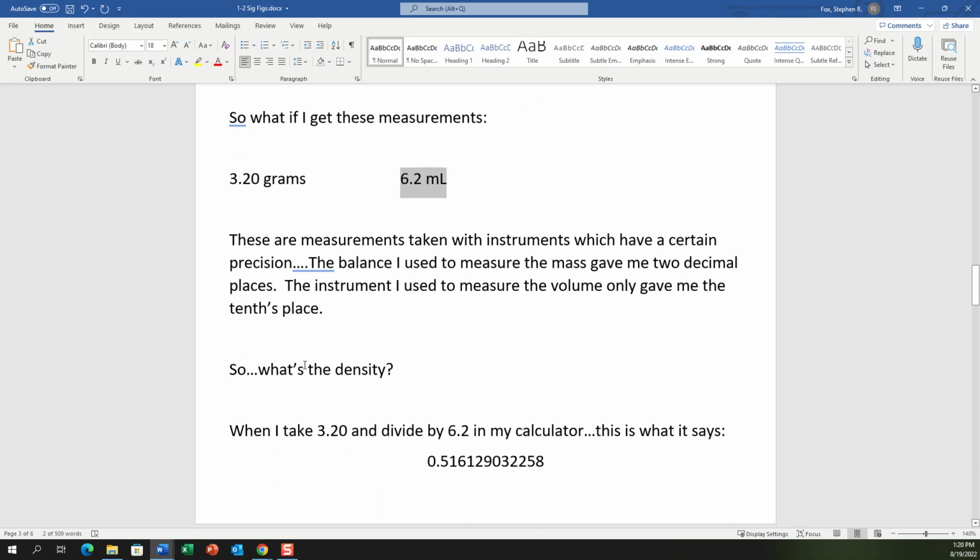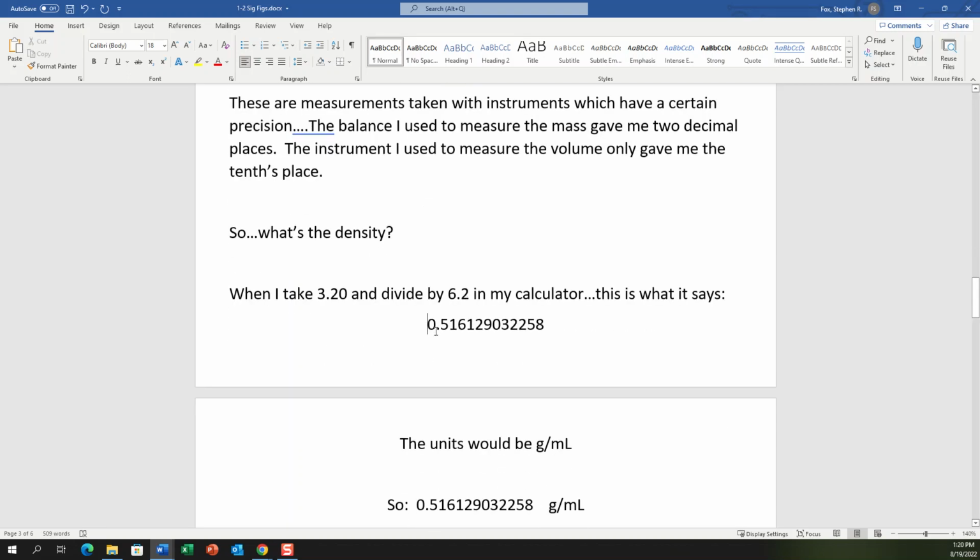And now if I want to report the density, all I have to do is the mass divided by the volume. So this number divided by that number. I break out my trusty calculator, and I write 3.20 divided by 6.2, enter, and this is what my calculator spits out. When I take 3.2 and divide it by 6.2, this is what I get. That's a lot of digits there. And the units would be grams divided by milliliters. The way we write that is grams per milliliter. So that would be my unit. That is an example of a unit of density.